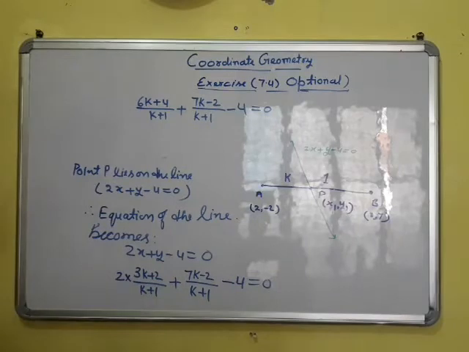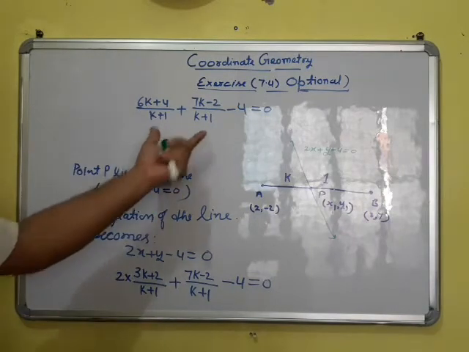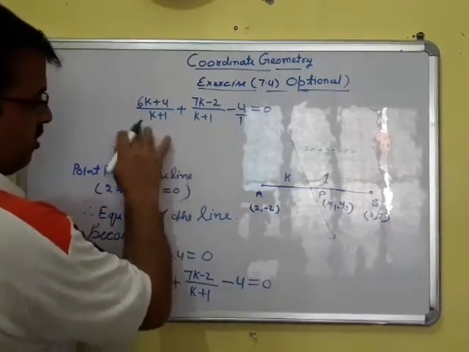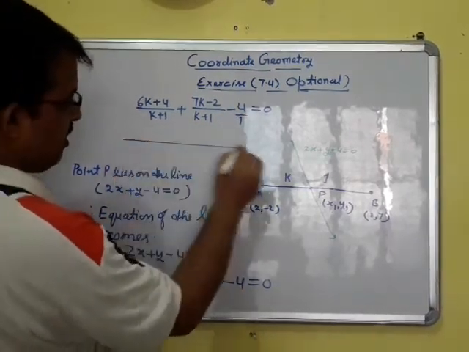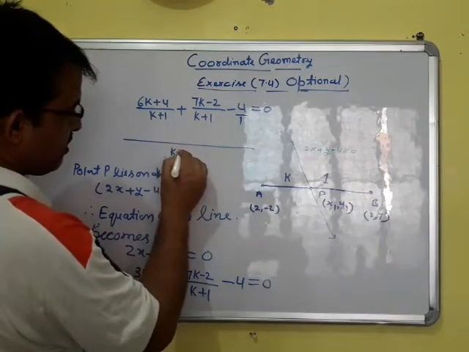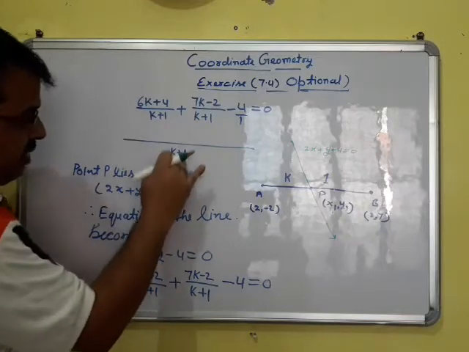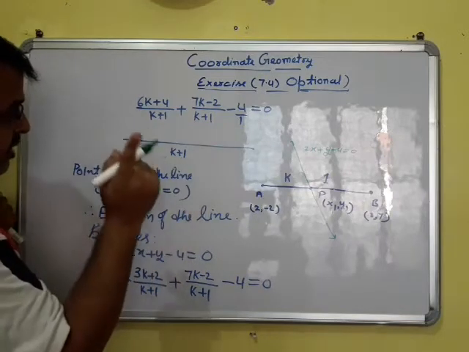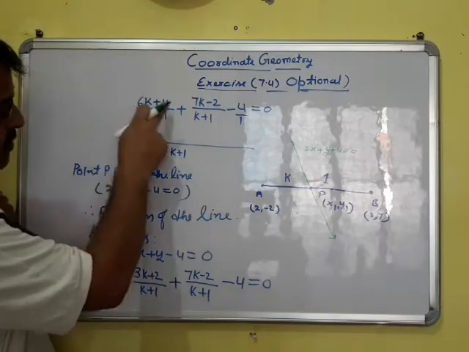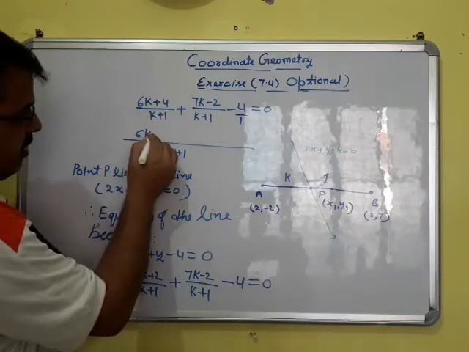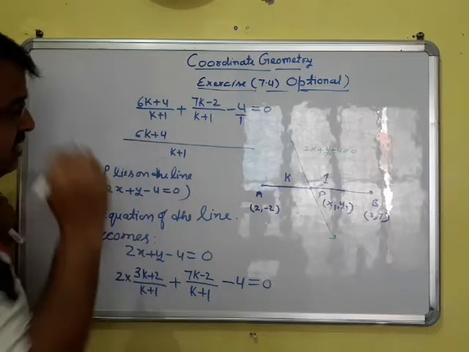Clear? Then what we get here? Here is the LCM. LCM में क्या मिलेगा? तो इन सब का LCM हमें मिलेगा. LCM here is k plus 1. When k plus 1 is divided by k plus 1, we get 1. And 1 से जब हम 6k plus 4 को multiply कर रहे हैं, तो हमें क्या मिल रहा है? 6k plus 4. This one is clear.